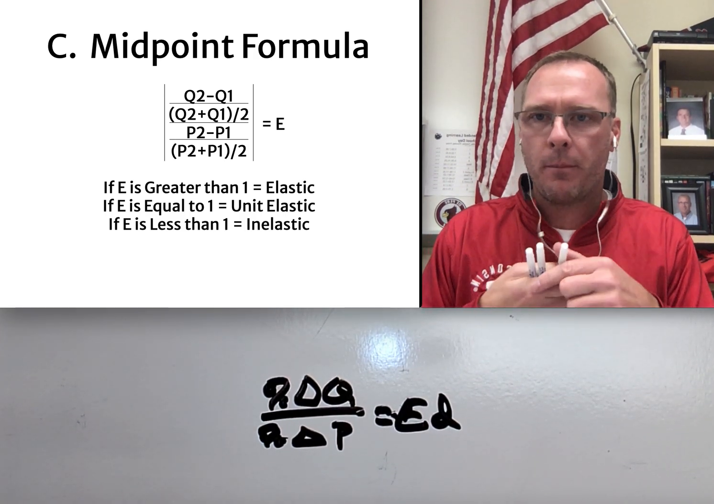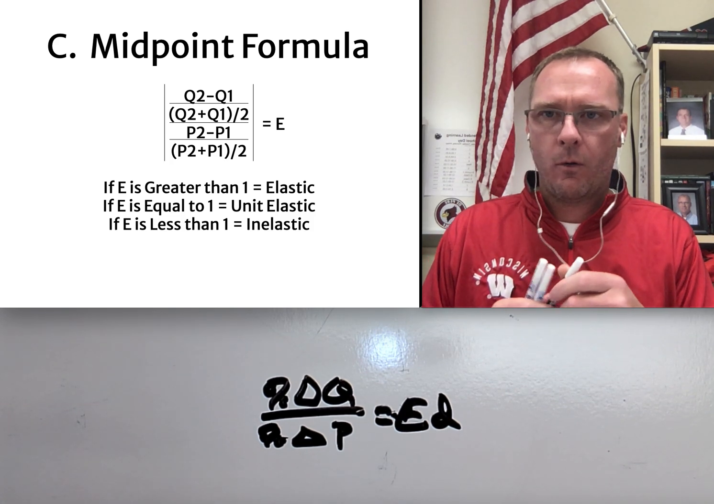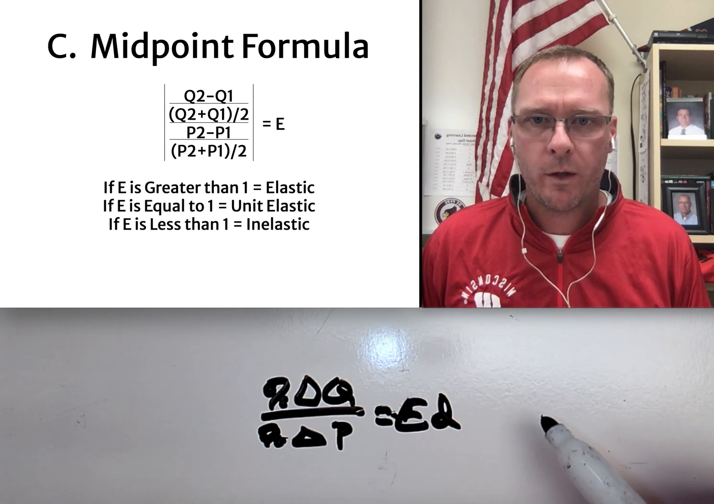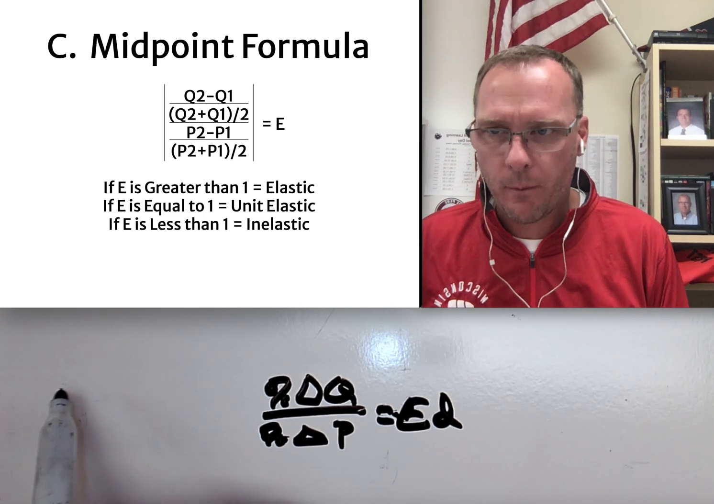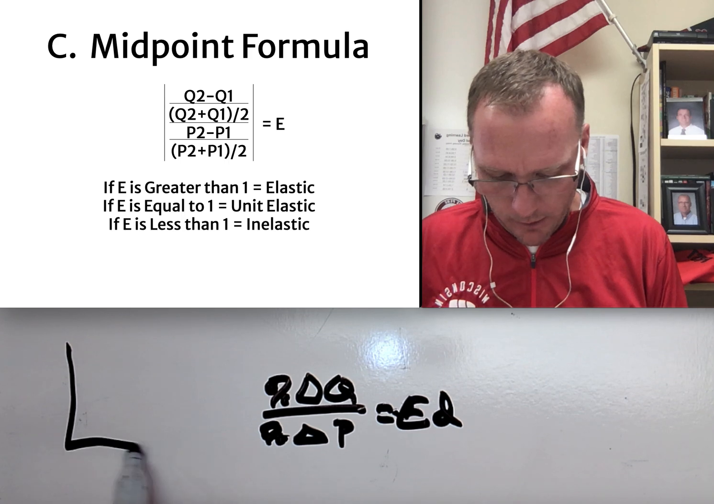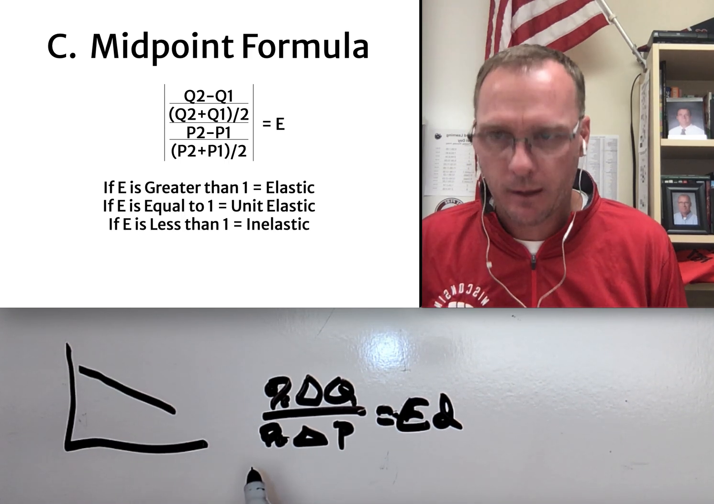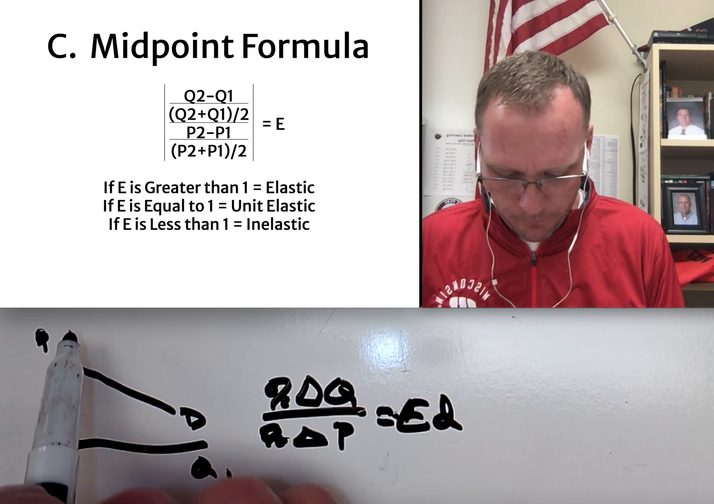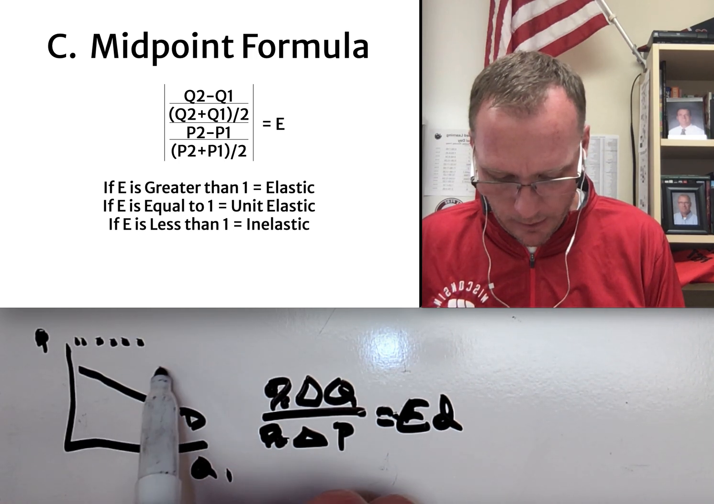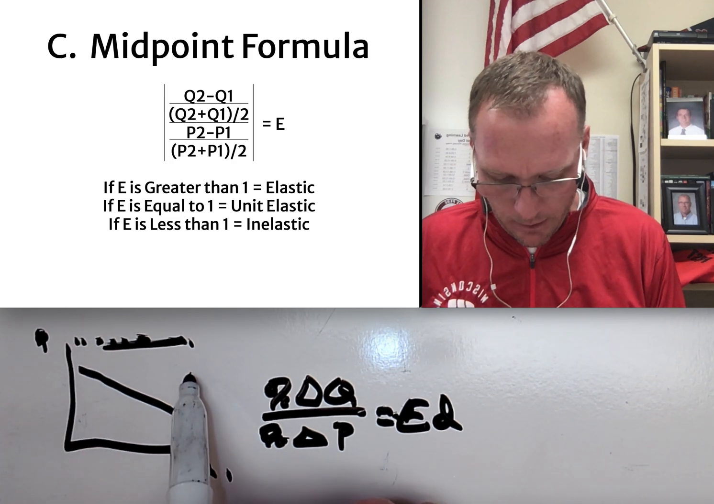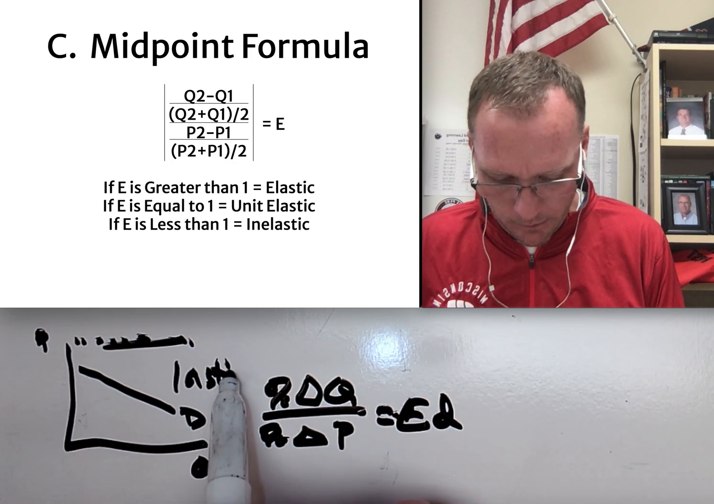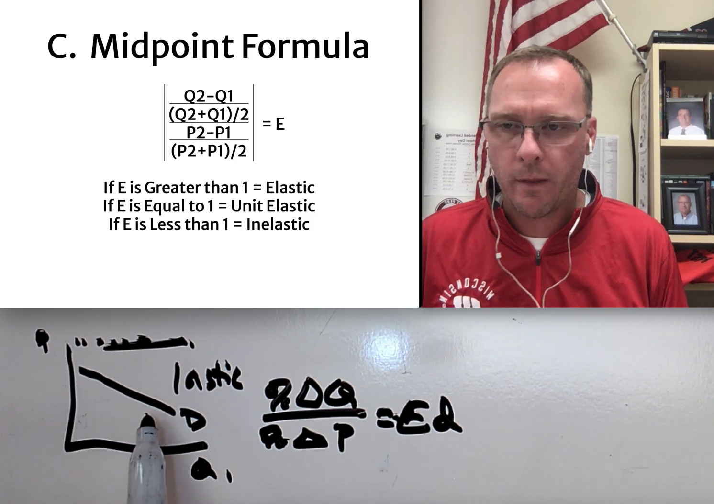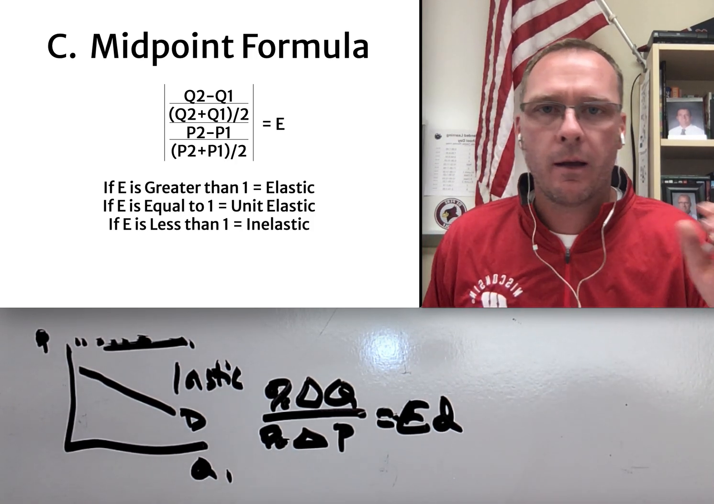If I get a number that's greater than 1 when I do this, my line is said to be elastic, which means my line is going to look a lot more like the pencil, okay? So my line is going to look a lot like this. That is going to be, if you think about it this way, elastic, okay? Elastic. When you get a downward sloping line that is pretty flat.